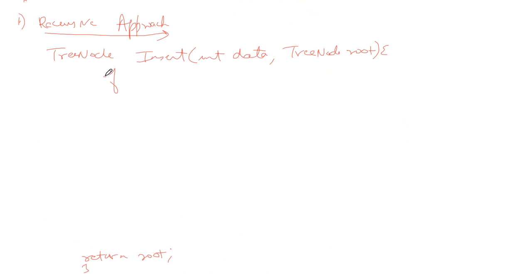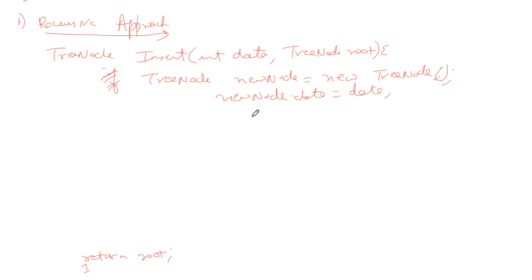Right? Now, anyway I have to create a node: tree node new node equal to new tree node, new node dot data equal to data, new node dot left equal to none. Clear? This part is clear to everyone. I've just created a node here. I put data in data, left null, right null.